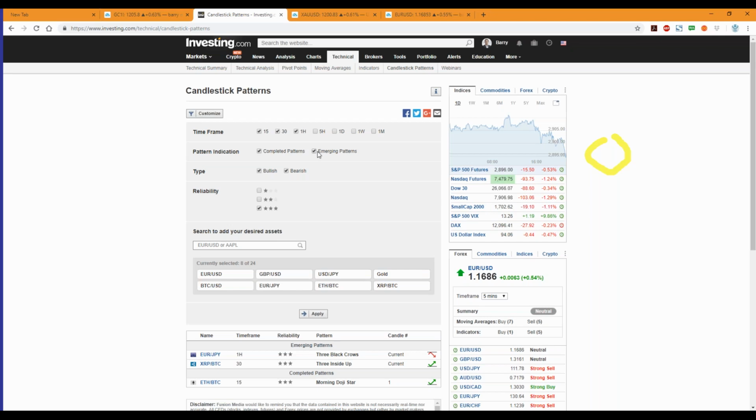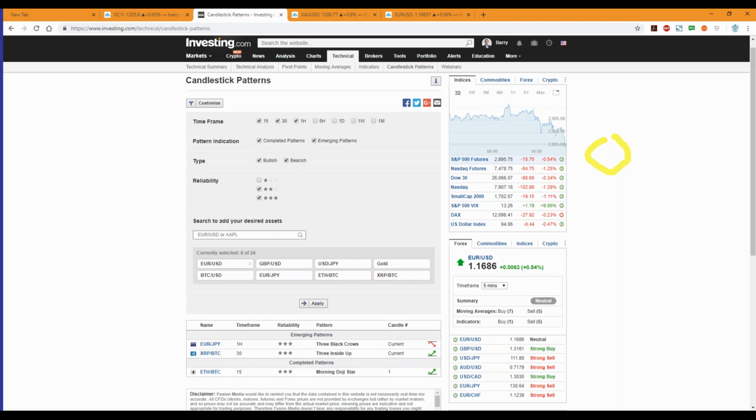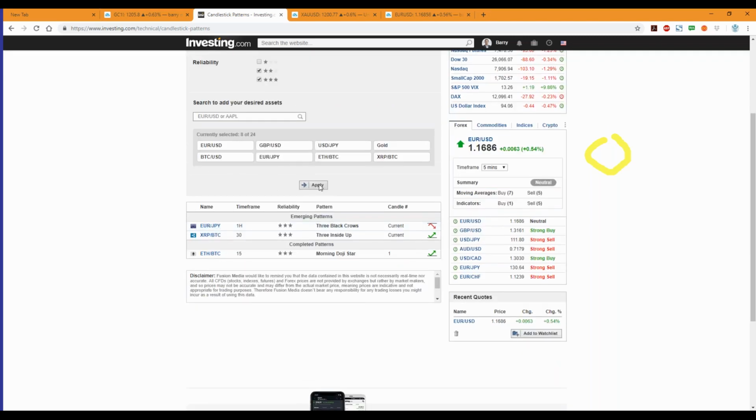That means if the pattern has just developed, it's a 2 candlestick pattern, it's in the middle of developing, those are the ones that are important. We also have reliability. These are like the top tier and the second tier, I told you. I'm only concerned with the most important candlesticks, but I can take both levels if I want. And I pick the assets I want to track. I click on apply.